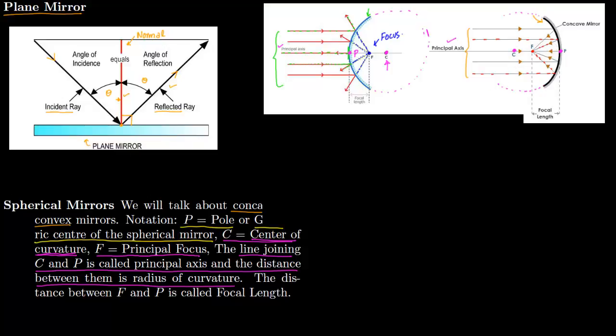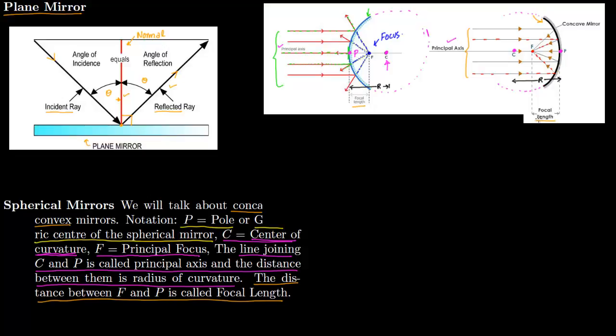So let us draw the distance between C and P. This distance between C and point P is called the radius of curvature. Similarly, here we can say the distance between P and C is right here. This is also the radius of curvature. The distance between F and P is called the focal length. Notice the focal length right here, the distance between F and P. Again here, the distance between F and P is called the focal length.